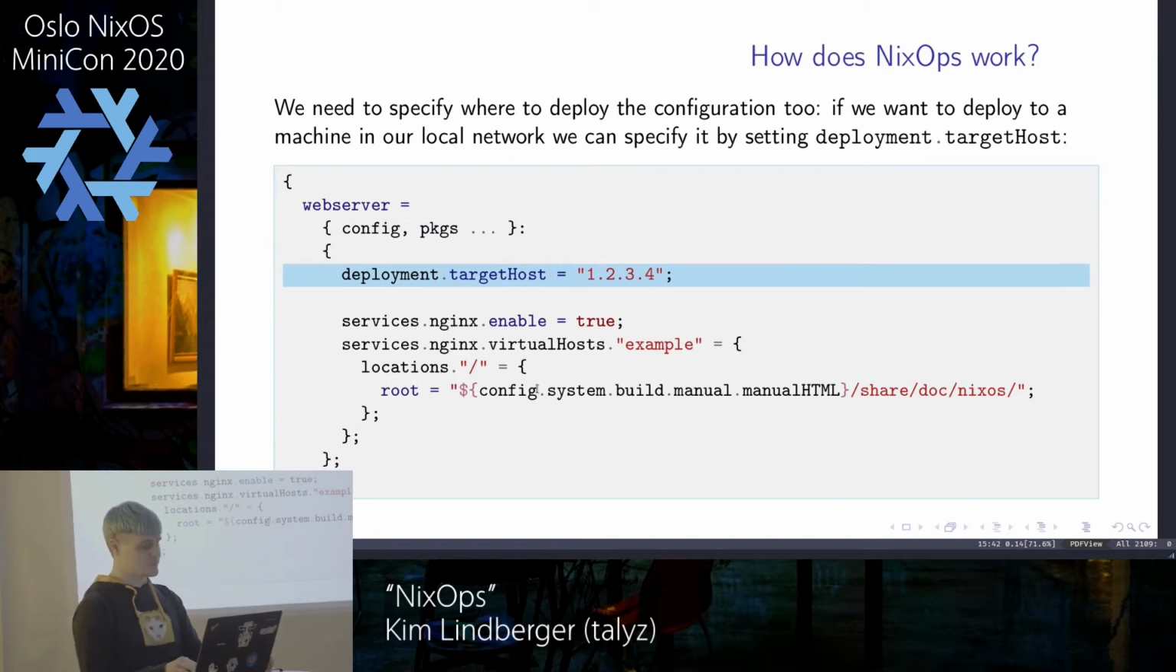And then we also have to specify where we want to deploy this. If we want to deploy to a machine in our local network, we can specify that by setting deployment.targetHost, which we can set to either a host name or an IP address like this. Then NixOps will SSH into that machine and apply the configuration there. But that means that you have to have set up an environment on that machine that NixOps can actually control.